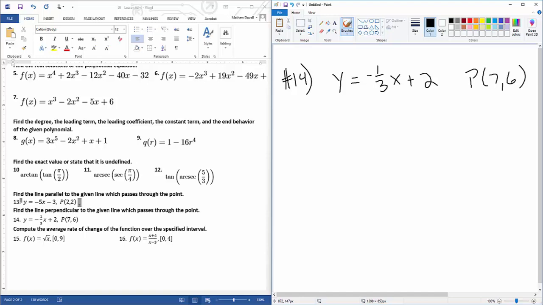For number 14, it's asking for the line perpendicular. So the perpendicular slope is the opposite reciprocal. So opposite means it's going to go positive, reciprocal which means it's going to be 3. And so y minus y1 equals m times x minus x1. And you'd solve from there.